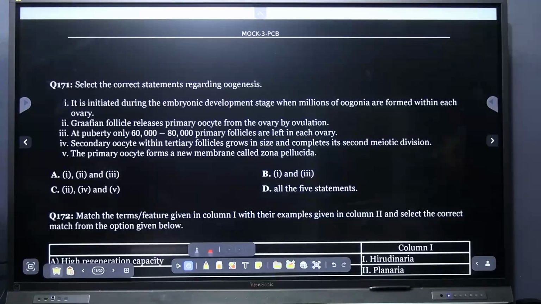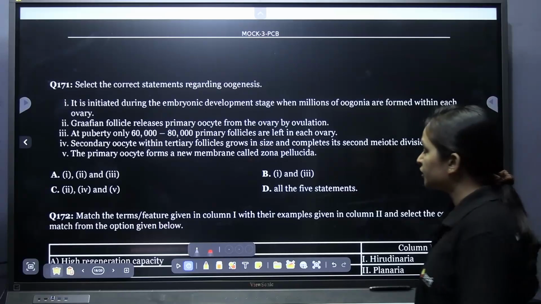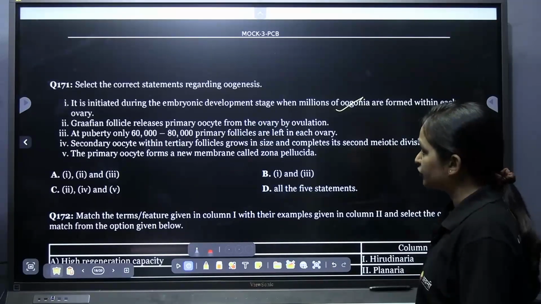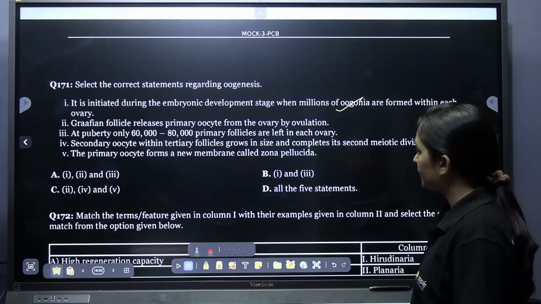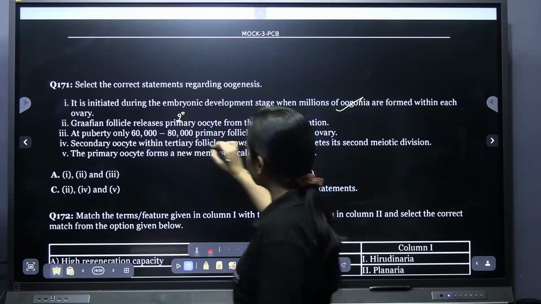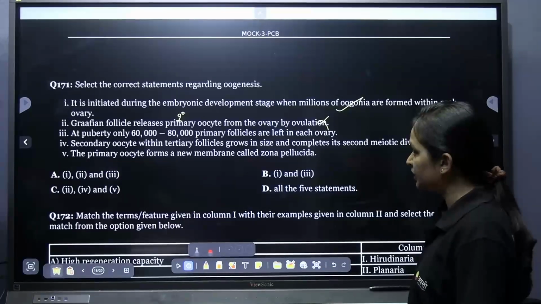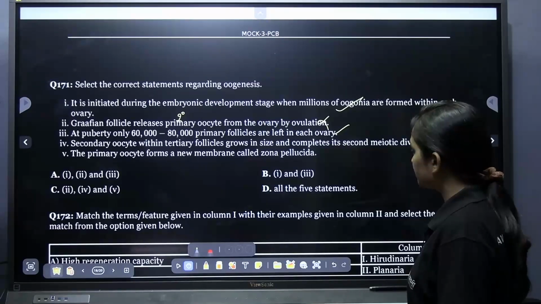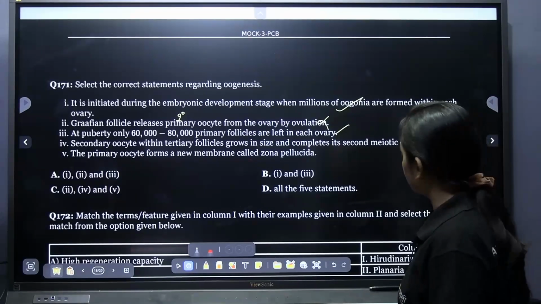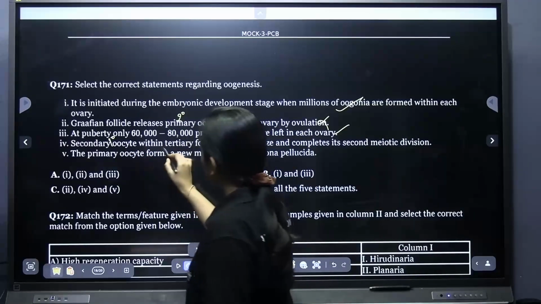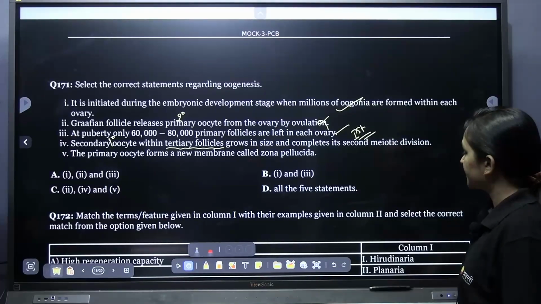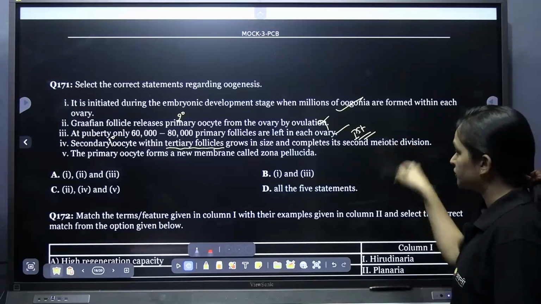Select the correct statement regarding oogenesis. It is initiated during the embryonic development stage when millions of oogonia are formed within each ovary. Is definitely true. Graafian follicle releases primary oocyte from the ovary by ovulation. Now, Graafian follicle releases secondary oocyte. So, this is wrong. At puberty, only 60,000 to 80,000 primary follicles are left in each ovary. This is true. Secondary oocyte within tertiary follicle grows in size and completes its secondary meiotic division. No, it is primary oocyte which is within the tertiary follicle that grows in size and completes the first meiotic division, right. Secondary meiotic division only takes place after fertilization. So, this statement is also wrong.